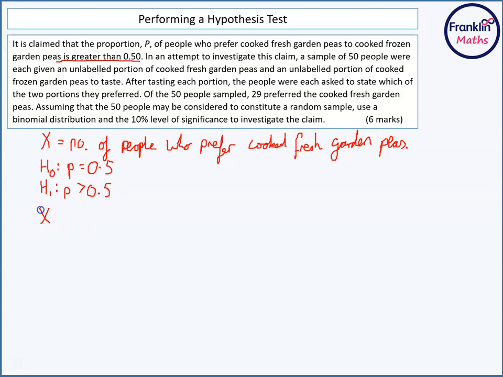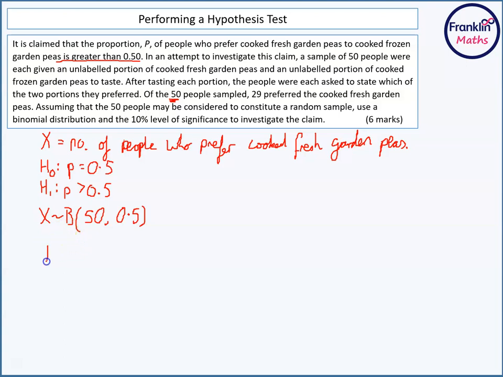Okay, so we can have this as a binomial model. N is going to be the number of trials, so we tried 50 people. And p is 0.5. It isn't part of this course, but I will mention this quite a bit in the next video: if you multiply these two numbers together, np, it gives you the mean of a binomial. So we'd expect to find 25 people who liked the cooked fresh garden peas rather than the frozen garden peas.